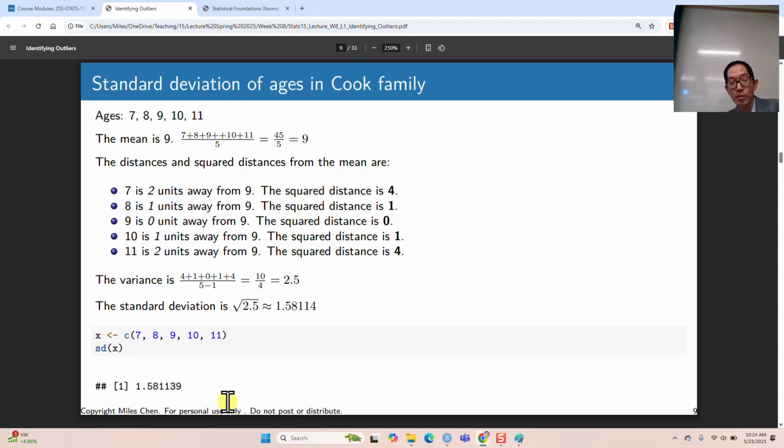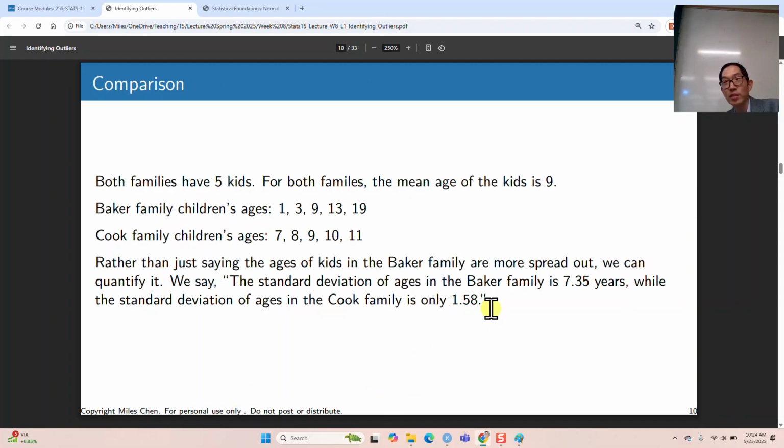So our standard deviation confirms exactly what we knew without having to calculate it. We could say the ages in the Baker family are more spread out. The standard deviation of ages in the Baker family is 7.35. The standard deviation of ages in the Cook family is only 1.58.